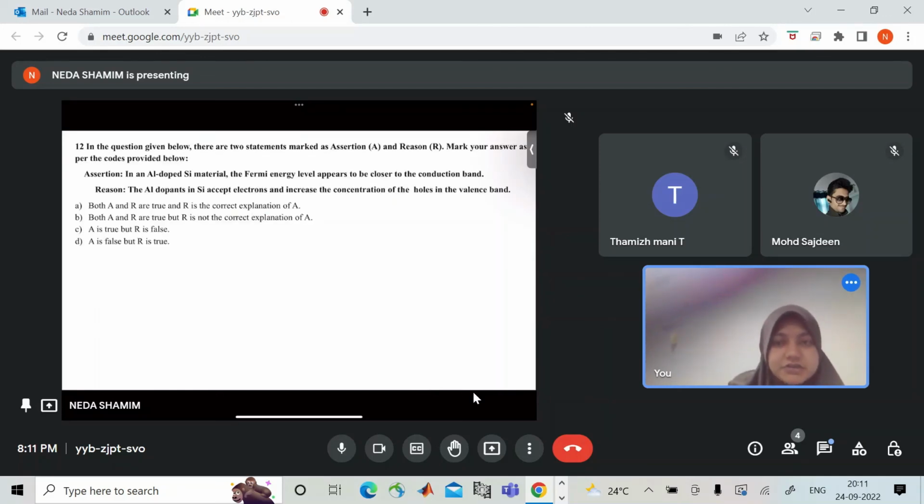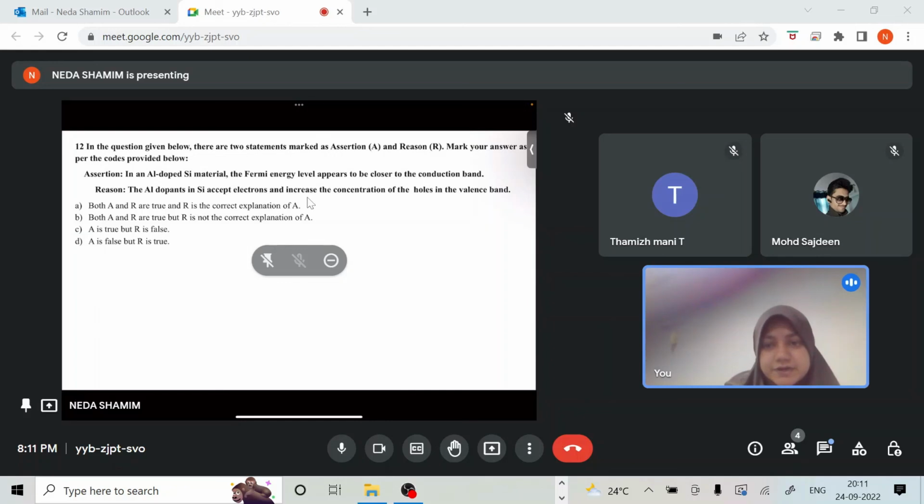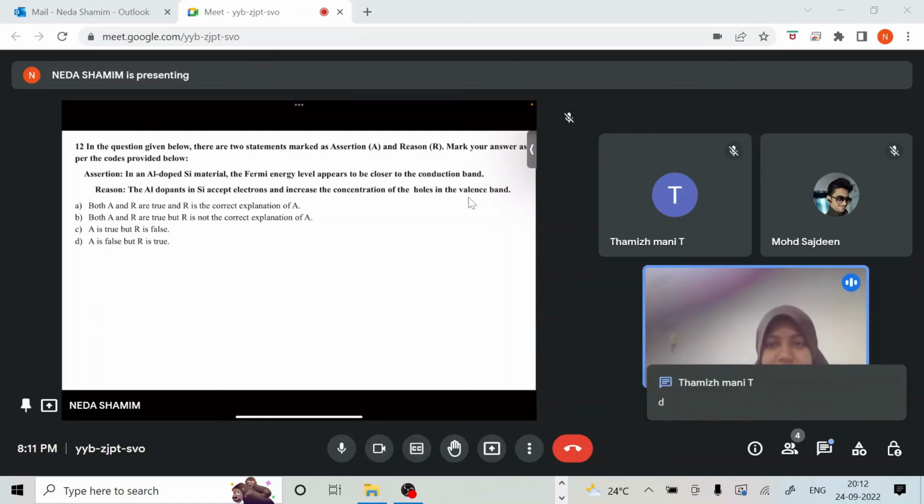It's an easy question. In an aluminium doped silicon material, the Fermi energy level appears to be closer to the conduction band. And the aluminium dopants in silicon accept electrons and increase the concentration of holes in the valence band. What will be the answer? This is the Fermi energy. A is false, but R is true.